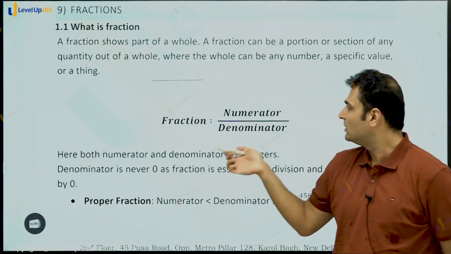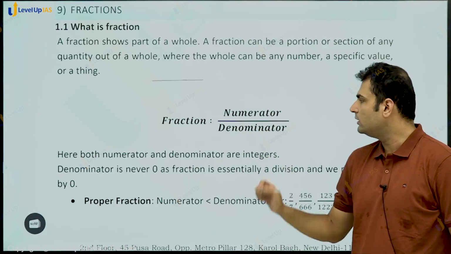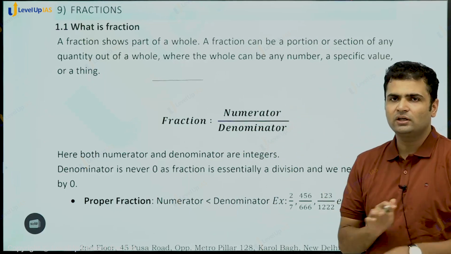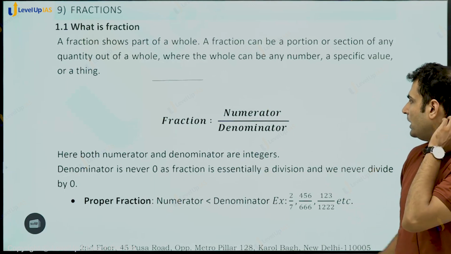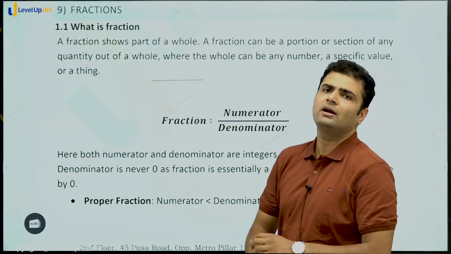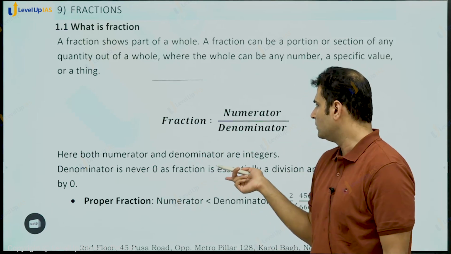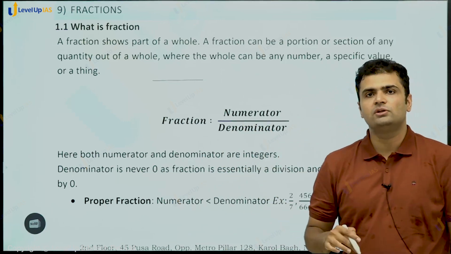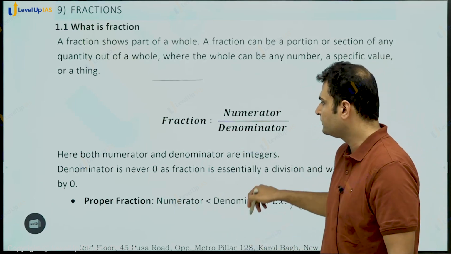You know this. The upper part is called numerator and lower part is called denominator, and it is basically a representation of numerator divided by denominator. And both of these, numerator and denominator, are integers, so they can be positive or negative numbers or zero, but denominator cannot be zero by definition because dividing by zero is not allowed, and this is a division.